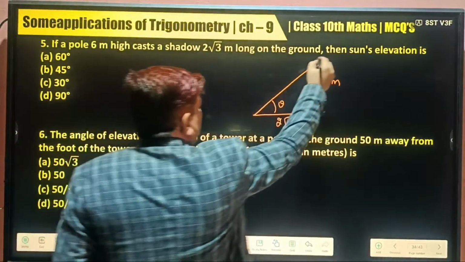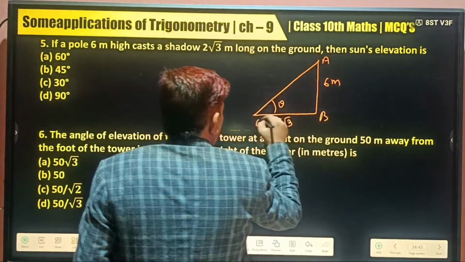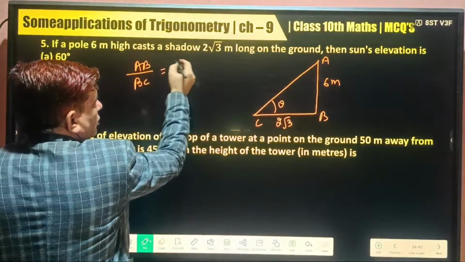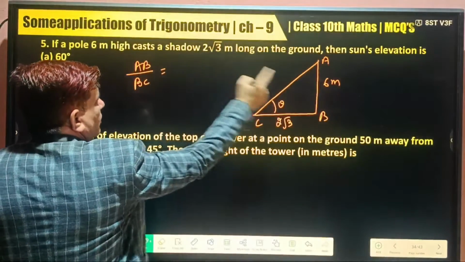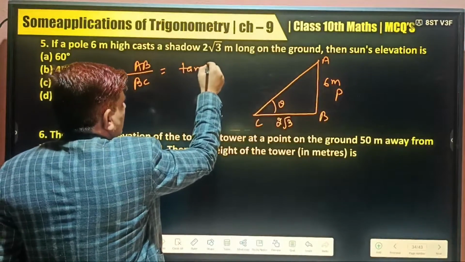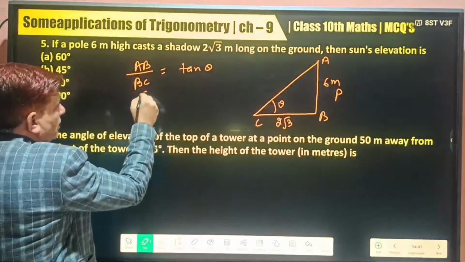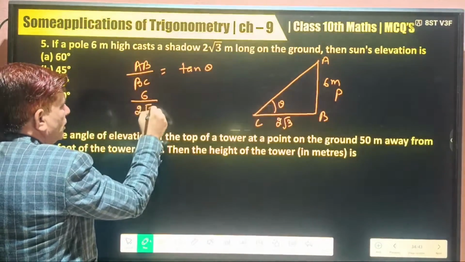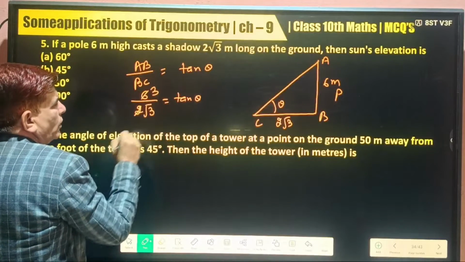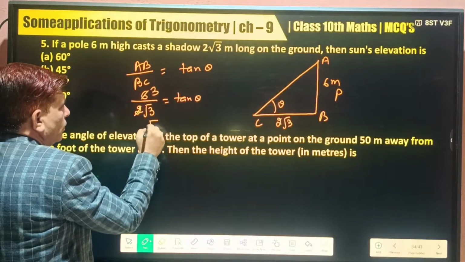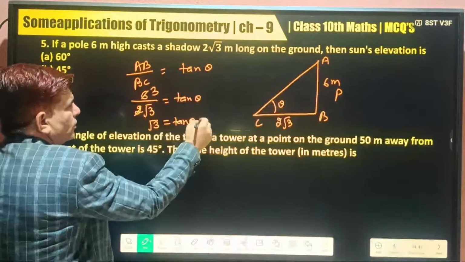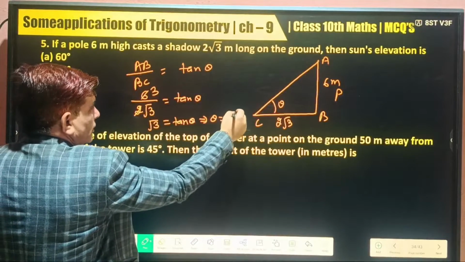So what can we say? This is a triangle ABC. So AB by BC is equal to what? Perpendicular by base is tangent theta. What's your AB? 6 by 2 under root 3 is equal to tangent theta. This is equal to under root 3, equal to tangent theta. So this implies theta equal to 60 degree.